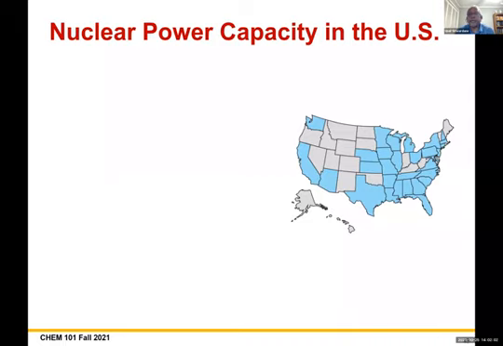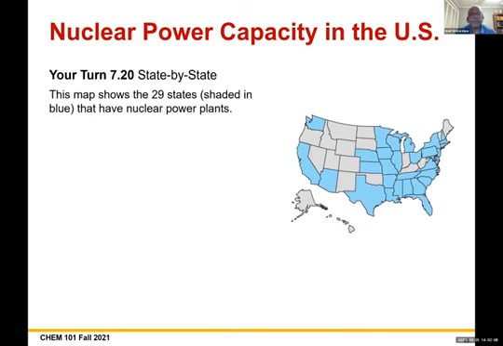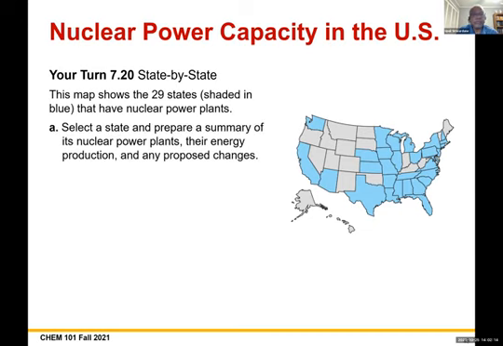Nuclear power in the US. These blue states have nuclear power plants. 29 states have nuclear power plants. We can look into how energy is produced in different states. We will go over that for different states, Louisiana and Kentucky and California.